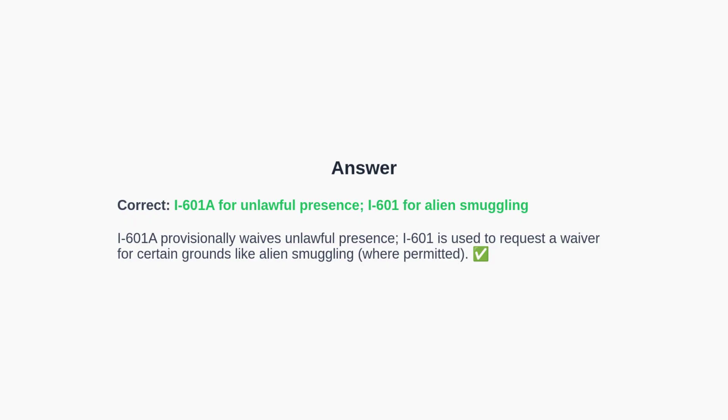The correct answer is I-601A for unlawful presence and I-601 for alien smuggling where permitted by statute. The I-601A is a provisional waiver designed specifically to address unlawful presence, while the I-601 may be used to waive certain inadmissibility grounds, including alien smuggling, in qualifying circumstances.